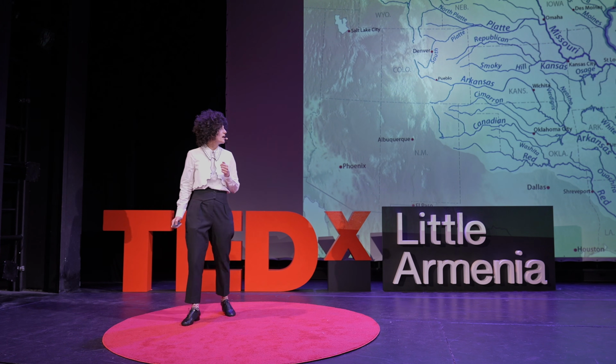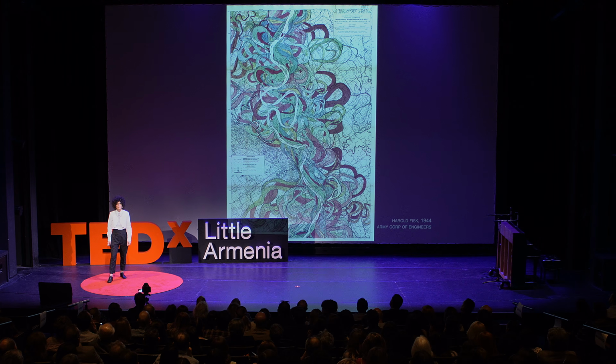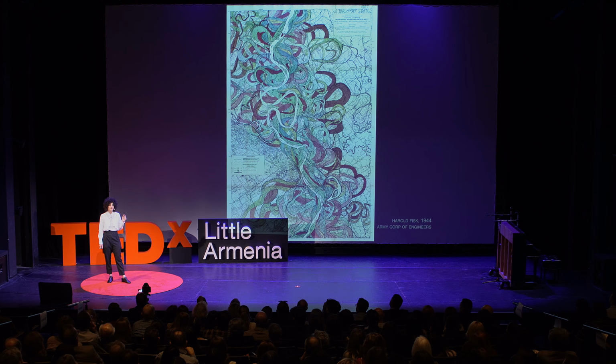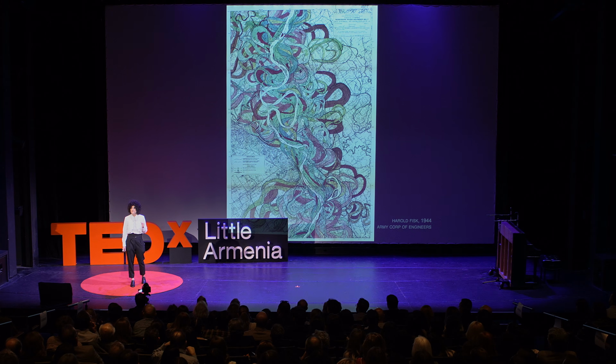Let's take a look at another map. Here you're seeing a map of the Mississippi River again, but drawn a little differently. This is by Harold Fiske, done for the Army Corps of Engineers in 1944. And each band of color that you're seeing here is one moment in time showing the full range of the river's movement. And that movement is not subtle. Look at it. It's dramatic.